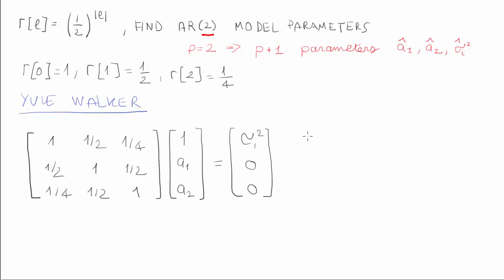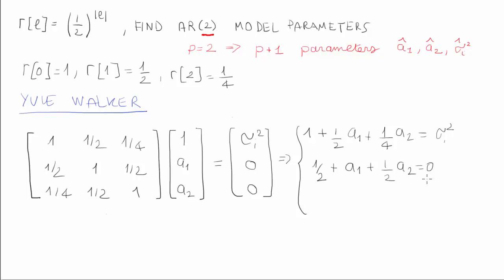From the first line, I can write that 1 plus 1 over 2 a1 plus 1 over 4 a2 is equal to sigma squared. From the second one, I obtain 1 half plus a1 plus 1 half a2 equal to 0. And finally, from the last one, 1 over 4 plus 1 over 2 a1 plus a2 equals 0. Now I can solve the system.